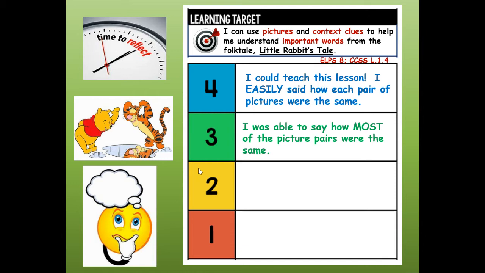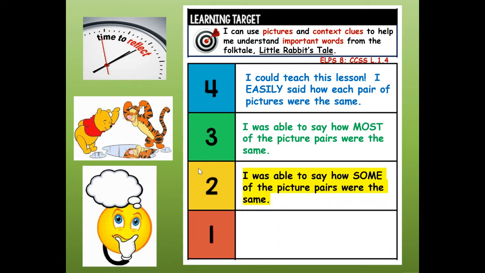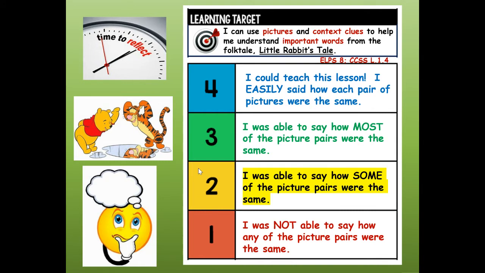Or would you give yourself a 3? I was able to say how most of the picture pairs were the same, and I wrote all the words. Or would you give yourself a 2? I was able to say how some of the picture pairs were the same, and I wrote most of the words. Or would you give yourself a 1? I was not able to say how any of the picture pairs were the same, and I wrote little to no words. So write your reflection. Do you think you earned a 4, a 3, a 2, or a 1?